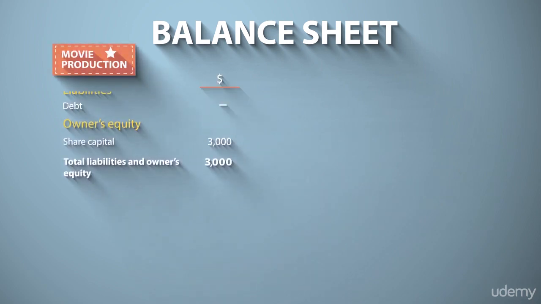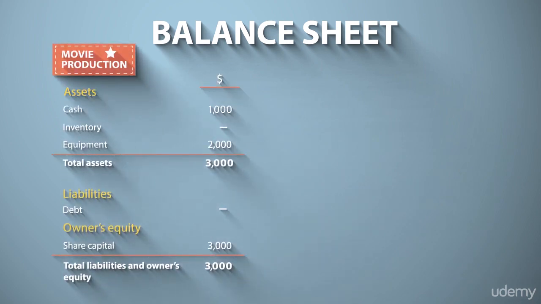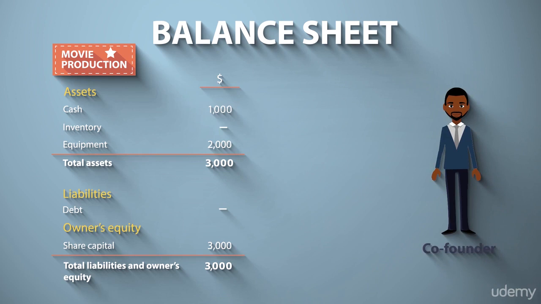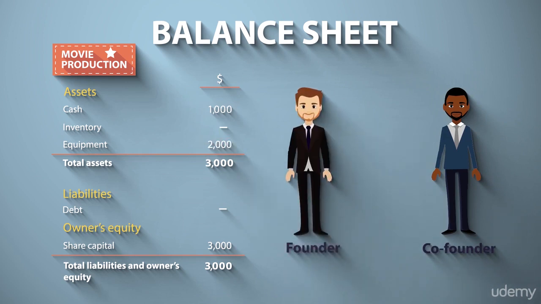Now let's have a look at the company's balance sheet. The company has assets represented by $1,000 cash and equipment worth $2,000, which is the camera we've given to the company. The total assets are $3,000. On the other side of the balance sheet, we don't have any liability yet, but we do have share capital of $3,000 representing ownership in the company by its founders. Our total equity and liabilities equals the total assets.